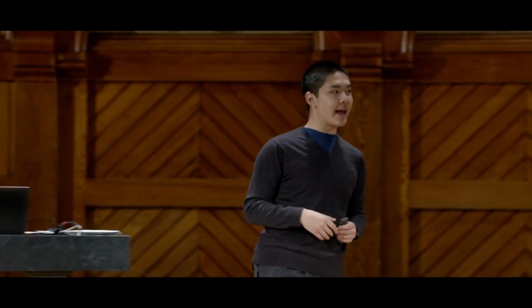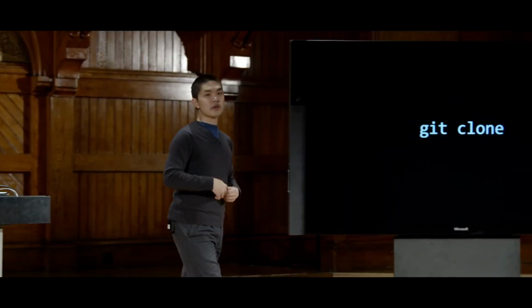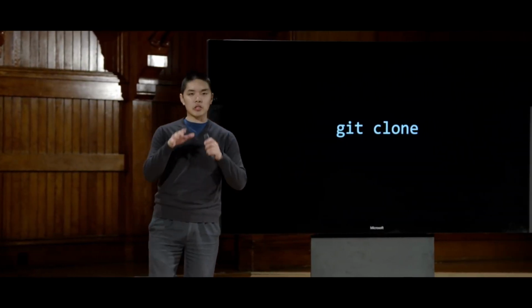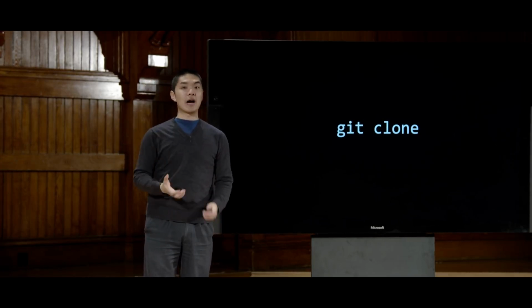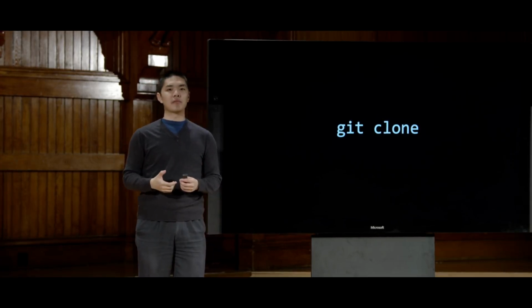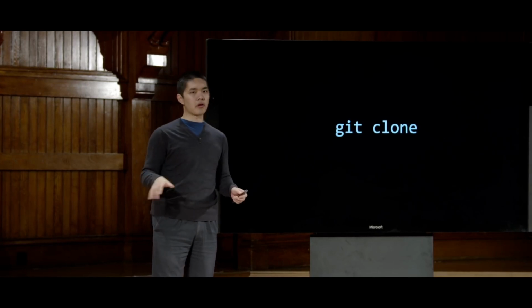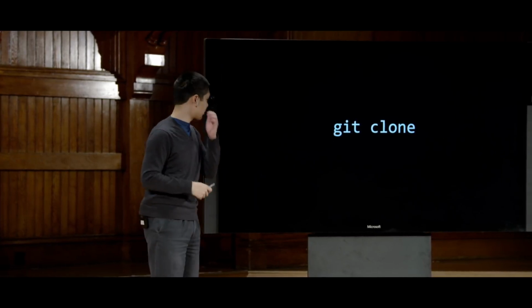Well, in order to do that, we're going to take a look at the very first Git command that's going to be involved with Git, which is known as git clone. Git clone is a command that we can run in order to take a repository from the internet and download it onto our own computer. So you'll need to have Git installed onto your computer.